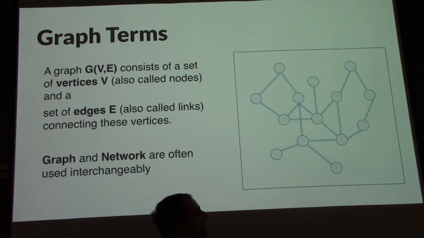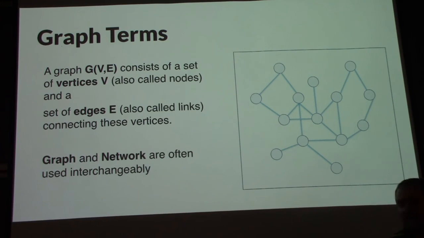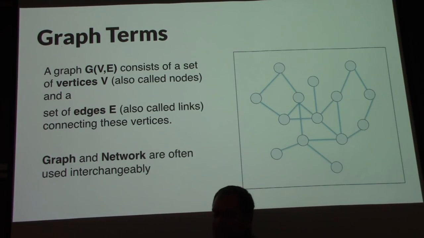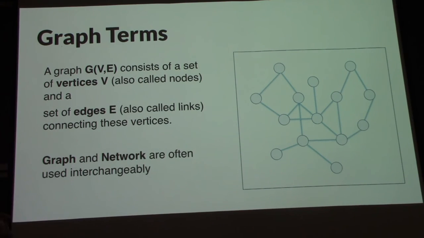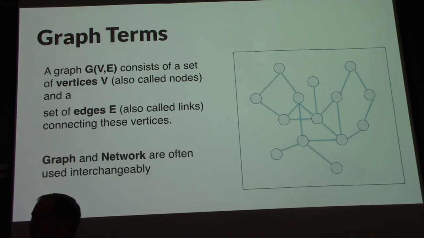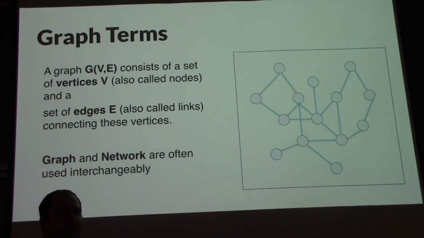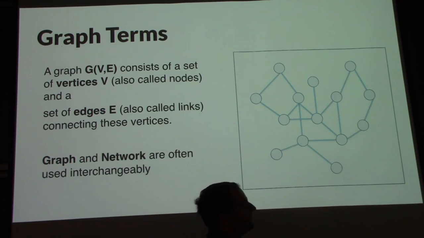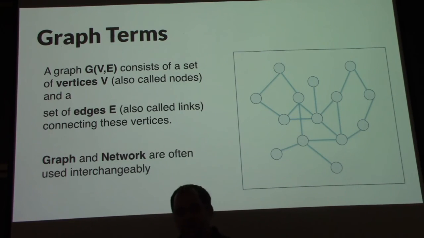If we talk about the graph in an abstract sense, we define a graph as G of V, E, where V are vertices, which we also call nodes, and a set of edges, E, which we also call links connecting these vertices. The words graphs and networks are typically used interchangeably. What happens is that when you say graph to somebody who is not a computer scientist or a visualization person, they think of like a chart. Network is usually the safer word if you want to talk to the general public.